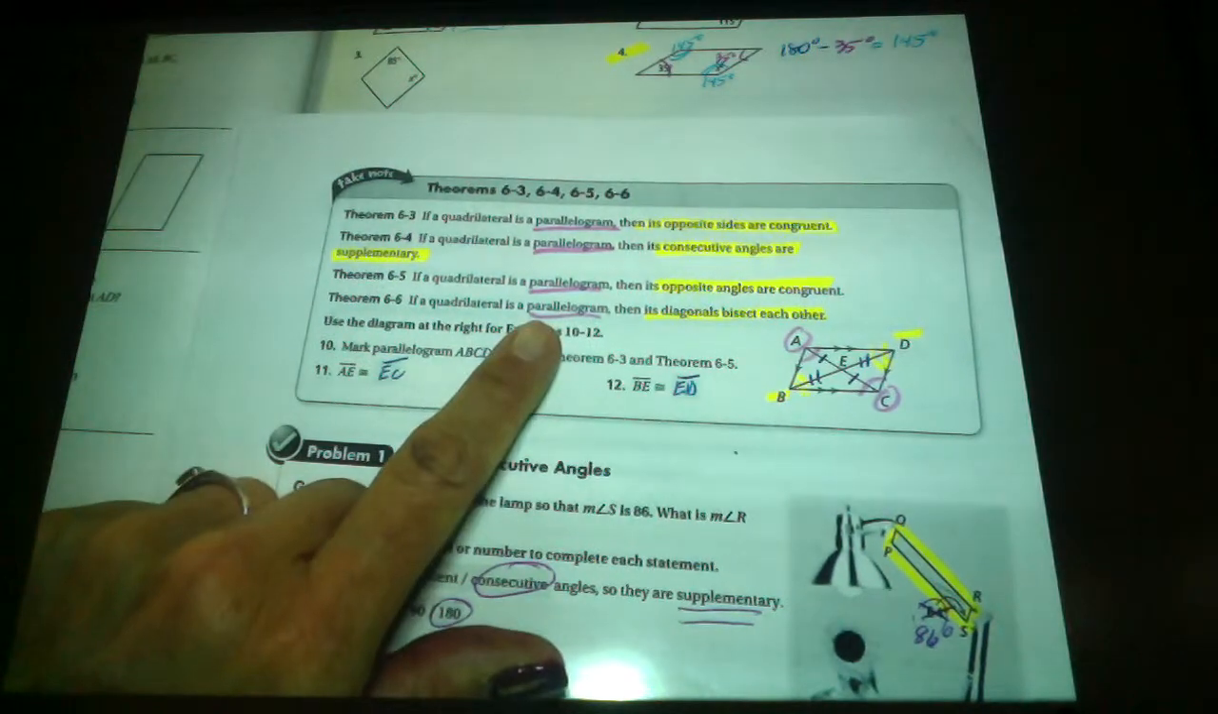Now the proof deals with diagonals. Now remember that your diagonals here bisect each other. So the conclusion is if they bisect each other, you have some congruent segments. So look at what they did with their proof. Parallelogram EFGH, that's a given. So everything that we know about parallelograms so far is a given, with diagonals EG and HF.